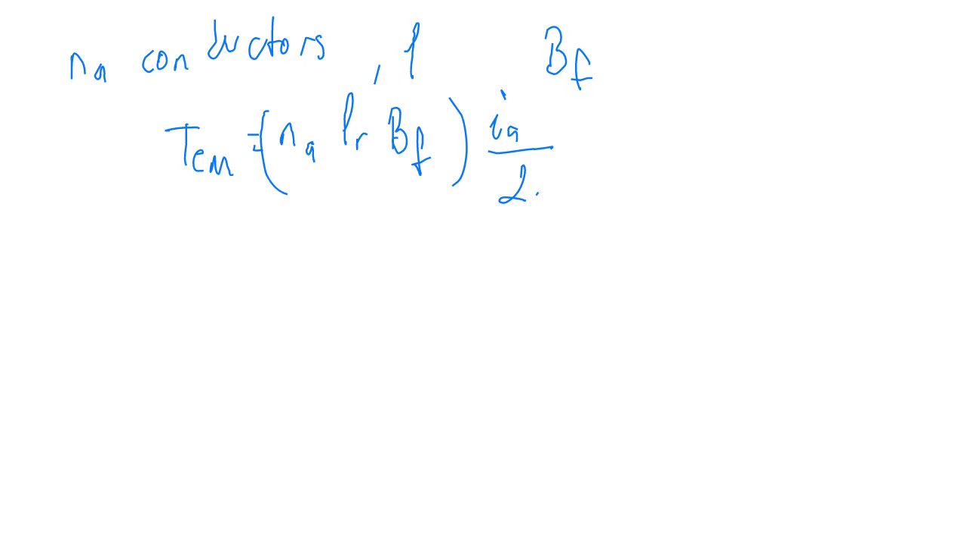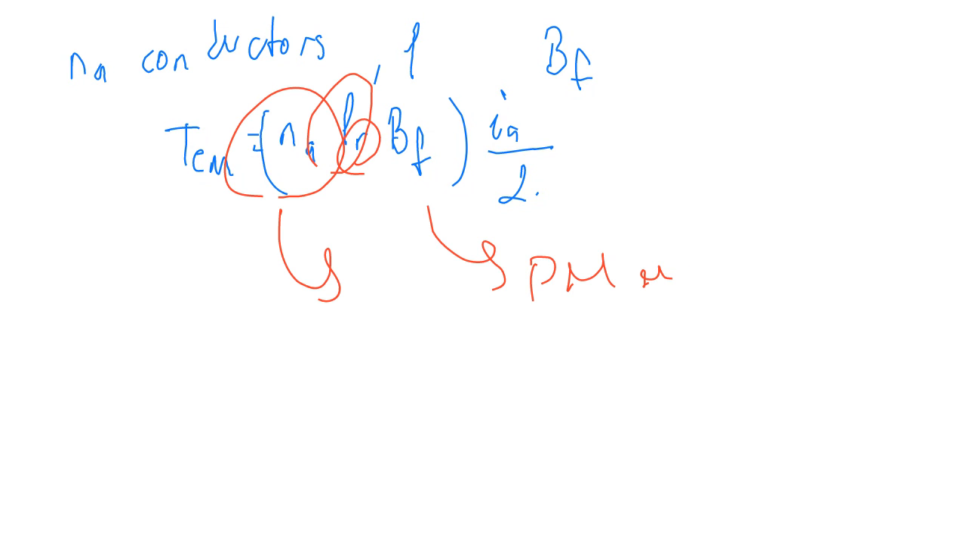the armature current over 2. In a machine, the values of N_A, L, and R are fixed. It's your design criteria. N_A, L, R is the first step in your design. The flux density B_f also has a fixed value in a permanent magnet machine.